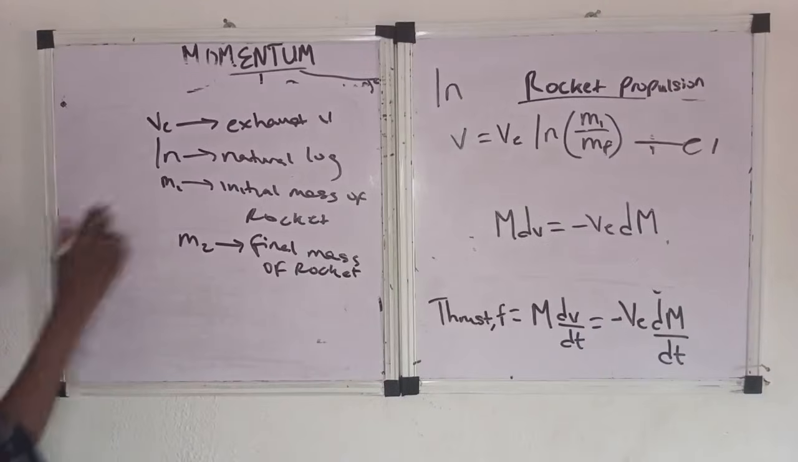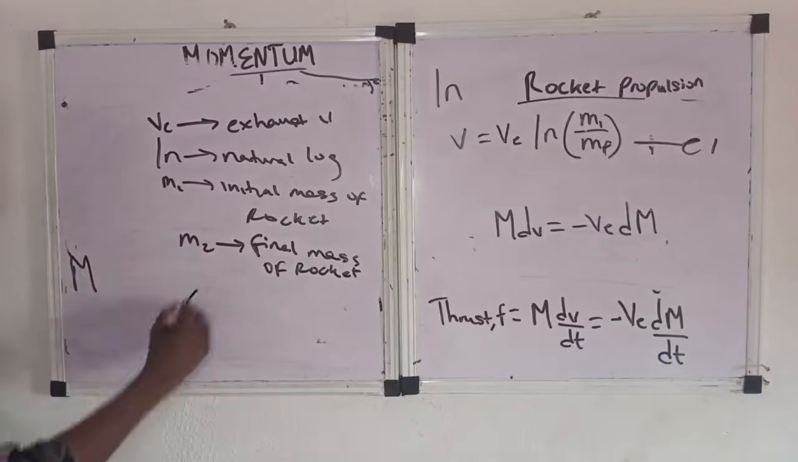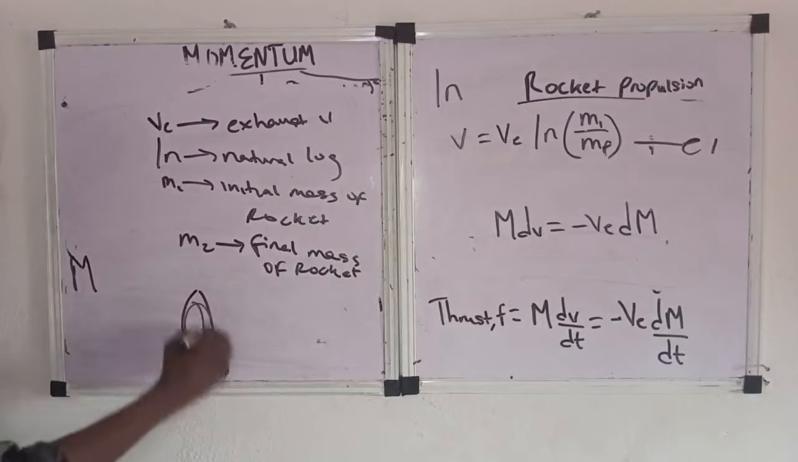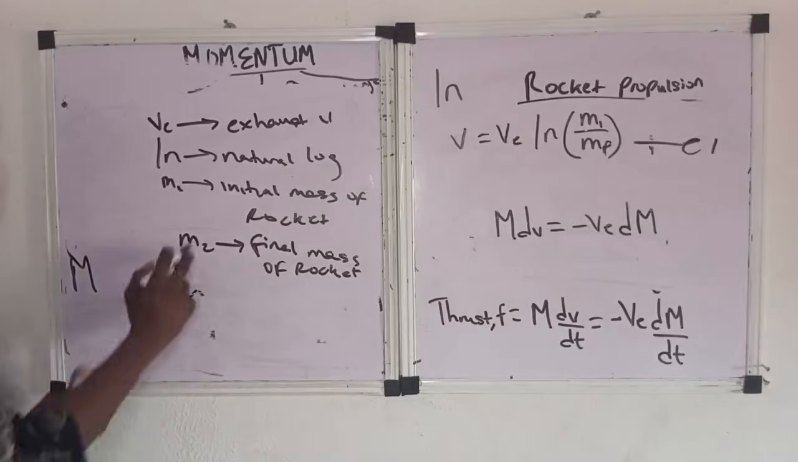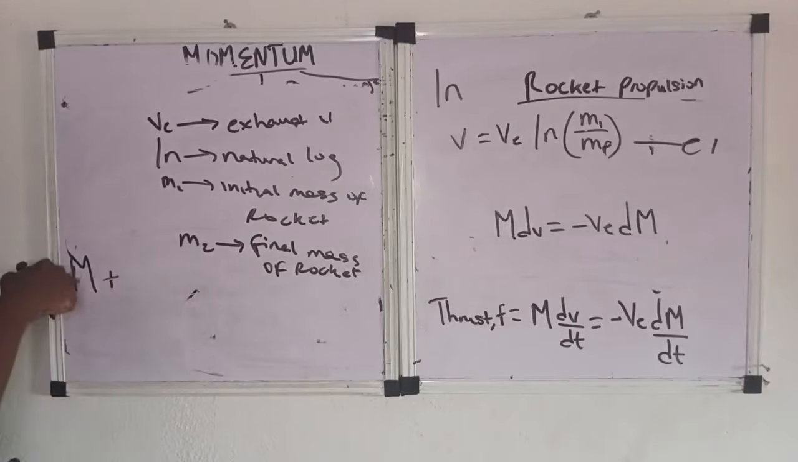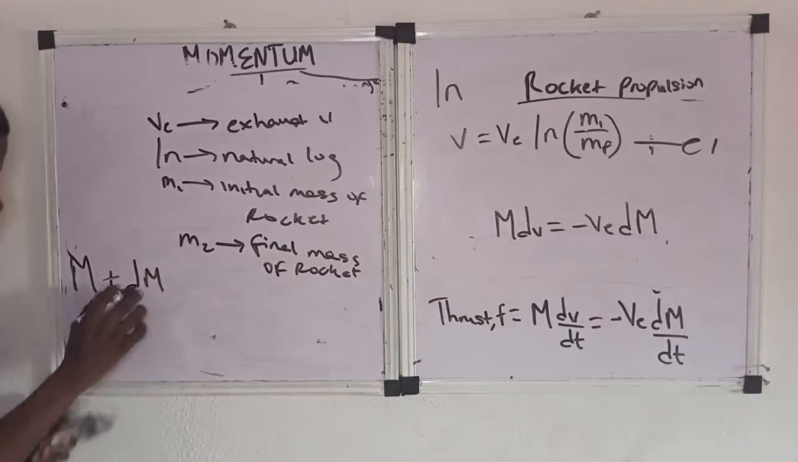Yes. Now normally the initial mass is M. I told you that M is both the mass of the rocket and the mass of all the fuel, right? So M2 will now be what? M2 will be this big letter M plus the small m, the change in mass, which is a negative value.